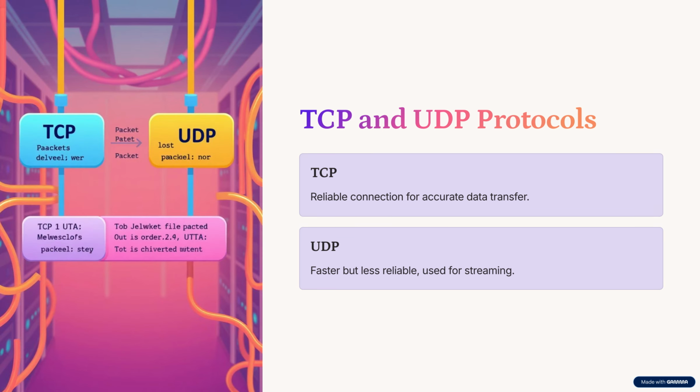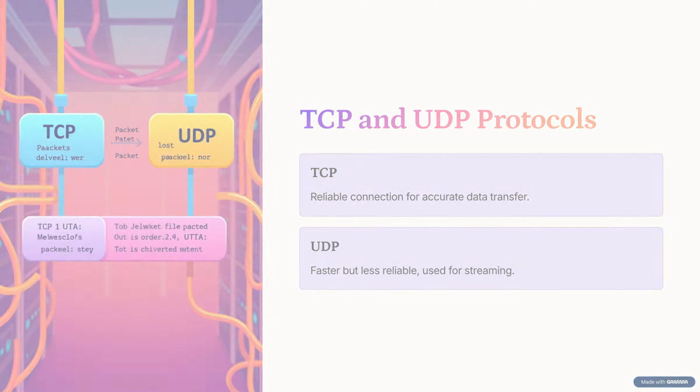TCP guarantees reliability. If a packet is lost, it will be sent again. UDP is faster but less reliable. It is used in video streaming and online gaming, where speed is important.